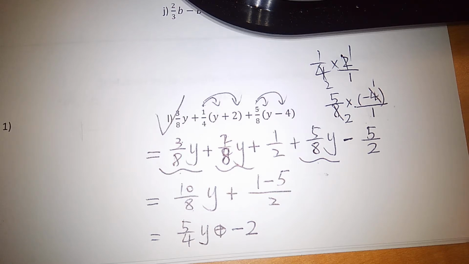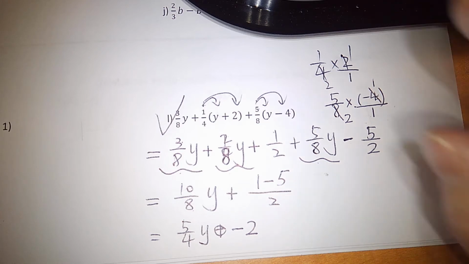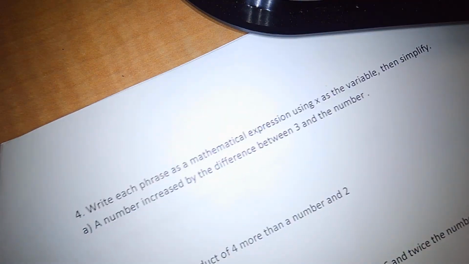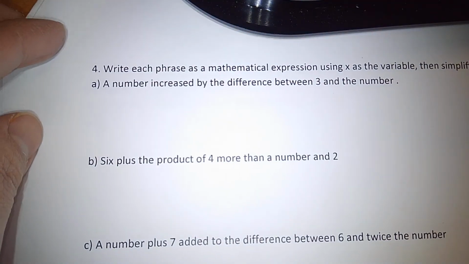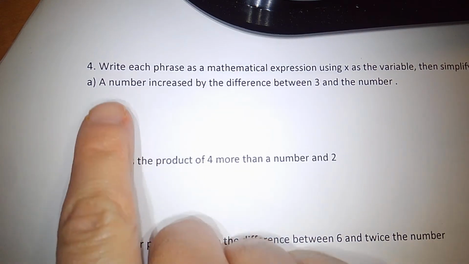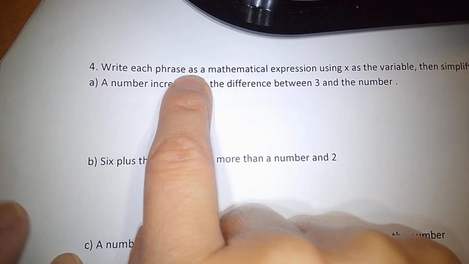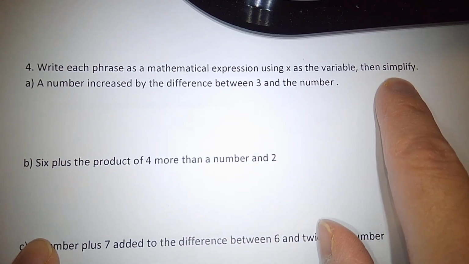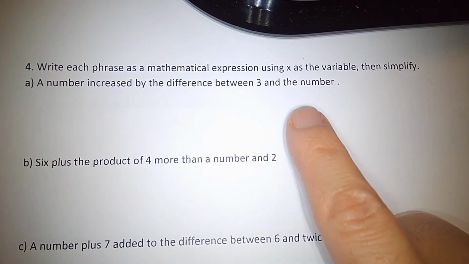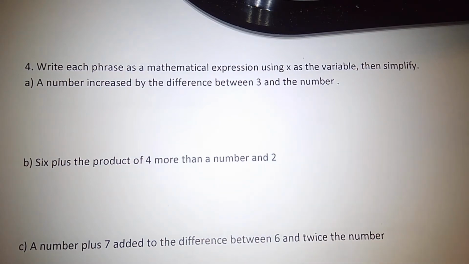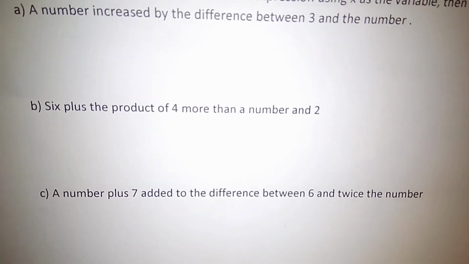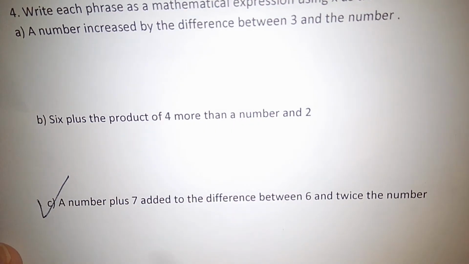Okay, so there are some other questions that you can practice, okay? And then let's look at our last page for today's class. So question 4. Write each phrase as a mathematical expression using x as a variable, then simplify. Okay, so we have these three questions. You have questions? Yeah, go ahead. Let's do one together.